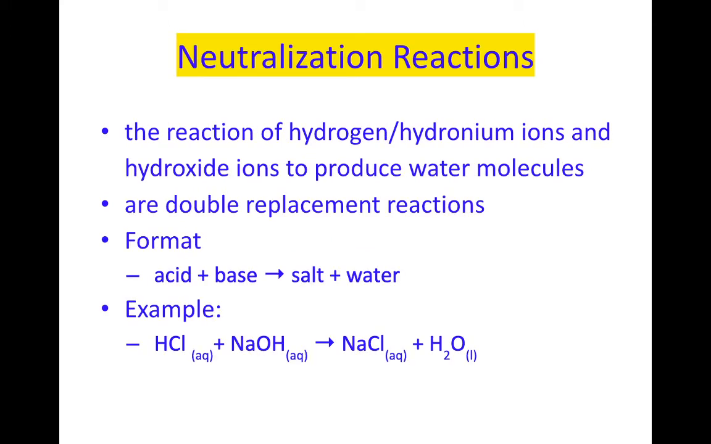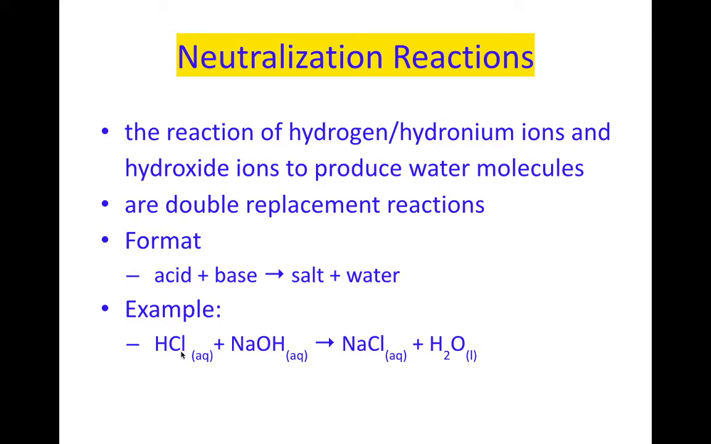So what we're going to be looking at here are neutralization reactions. Basically, it's when we have our hydrogen ions, or remember H3O plus is the same thing as a hydrogen ion. It's H2O plus a hydrogen ion, which we call a hydronium ion. So hydrogen or hydronium ions and hydroxide ions react. They come together to produce water. These are special kinds of double replacement reactions.